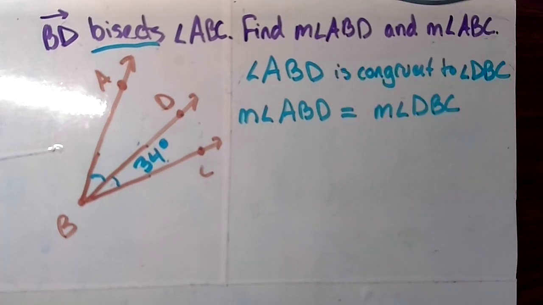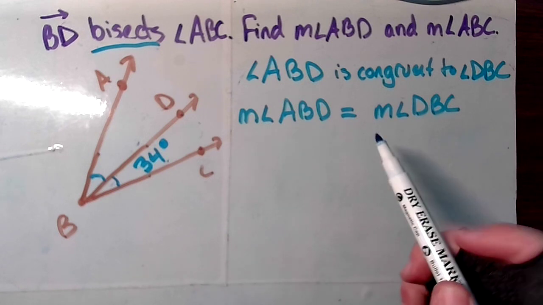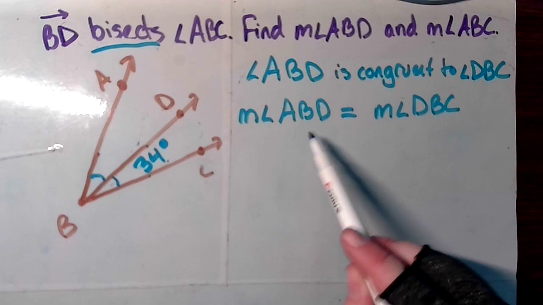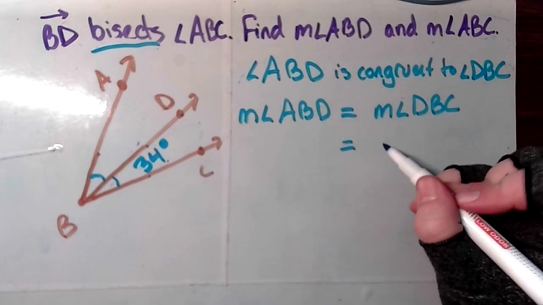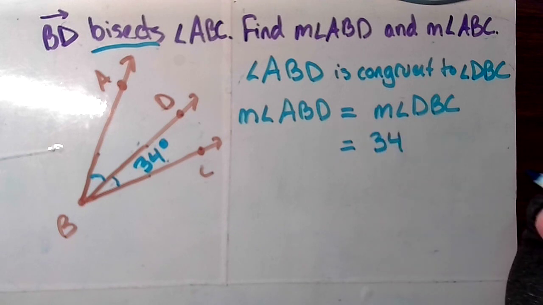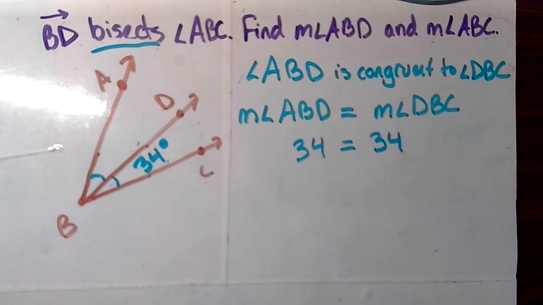So to find out the angle measures that we're looking for, we're going to use this equation. So measure of angle ABD equals the measure of angle DBC. Now DBC, we're told, is 34 degrees. So if ABD matches that, ABD has to be 34 degrees.